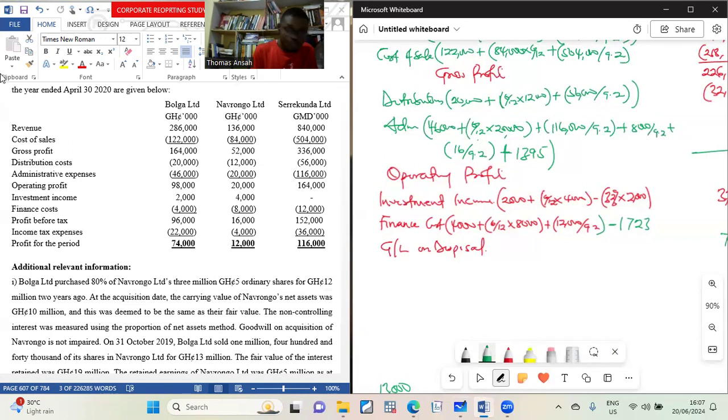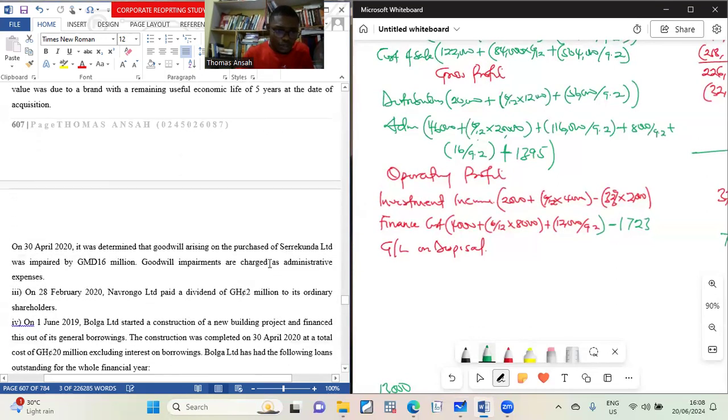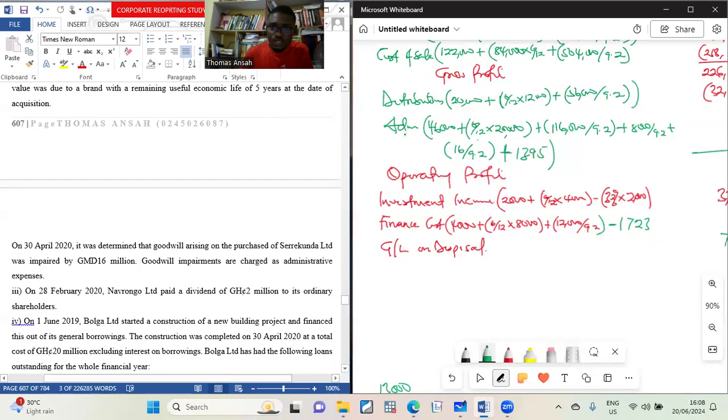All right, plus again, another 8,000 divided by 9.2, right? Then there is another 6. What 6 is that? The impairment, right? So it was 16, so let's make it 16,000. So plus into bracket 16,000 divided by 9.2 again, then plus 1395.